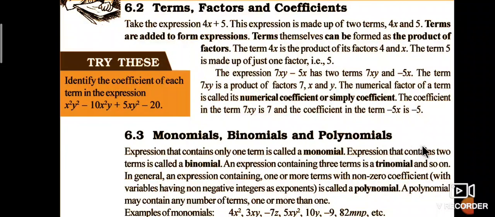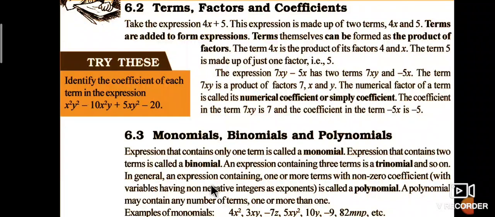Again, an expression that contains two terms is called a binomial, and an expression containing three terms is called a trinomial. Monomial means an expression containing one term, binomial means two terms, trinomial means three terms, and so on. In general, a polynomial is an expression containing one or more terms with non-zero coefficients. Remember, it is important, students.